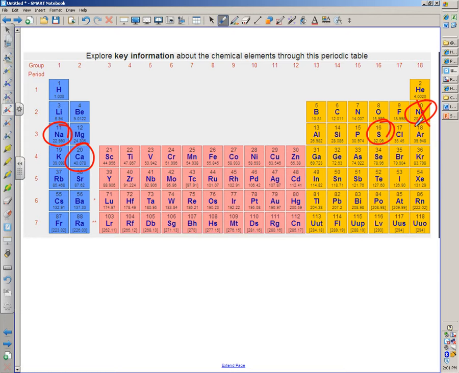So, Eddie, where are we going with the other 3? Which one's going to be the most reactive? Sodium. Sodium is going to be the most reactive. Why? Because it's in the first column, group, family, so it's going to have the most reactivity. How close is it to having 8 valence electrons? It just needs to lose 1, and then it's got 8. That makes it really reactive.